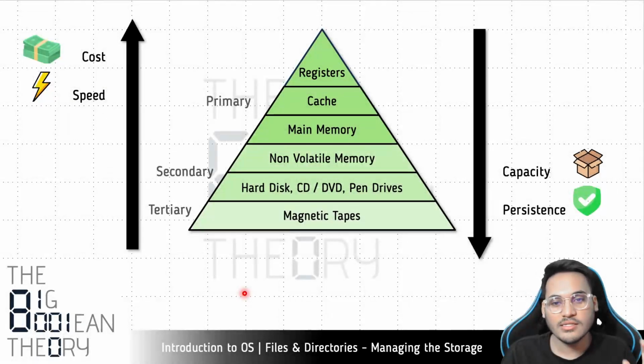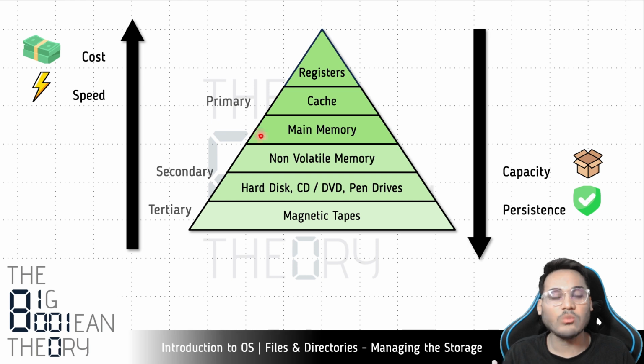Let us start the discussion by recalling why we need the storage devices. As you can see, this is the memory hierarchy that we saw in the video where we studied the computer memory. The memory hierarchy has several layers: the primary memory, then the secondary memory, and then the tertiary memory. The primary memory, that is the main memory system of the computer, is constituted by registers, cache, and the main memory.